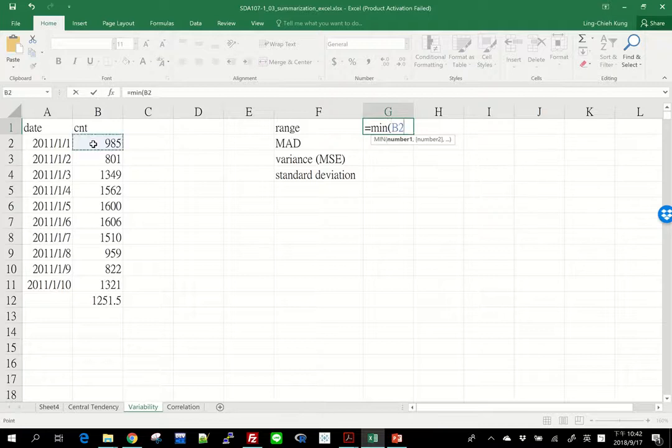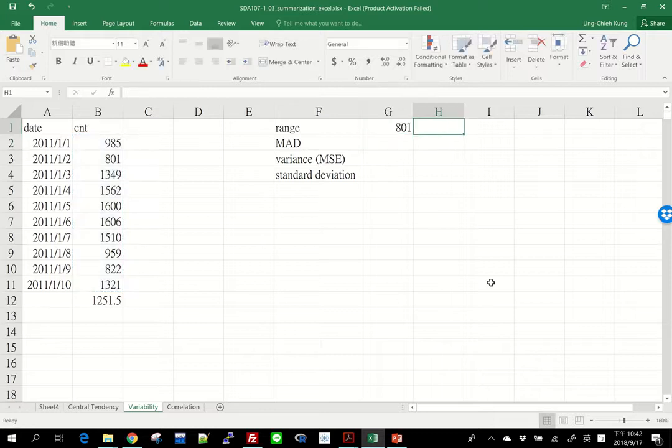Let's say I want to see what's the minimum value among the first 10 days of CNT. I'm going to get 801, so that's exactly the minimum value, right? For maximum value, that's the same thing. I can choose a range and get the maximum value. And then if I do a subtraction here, I get range.